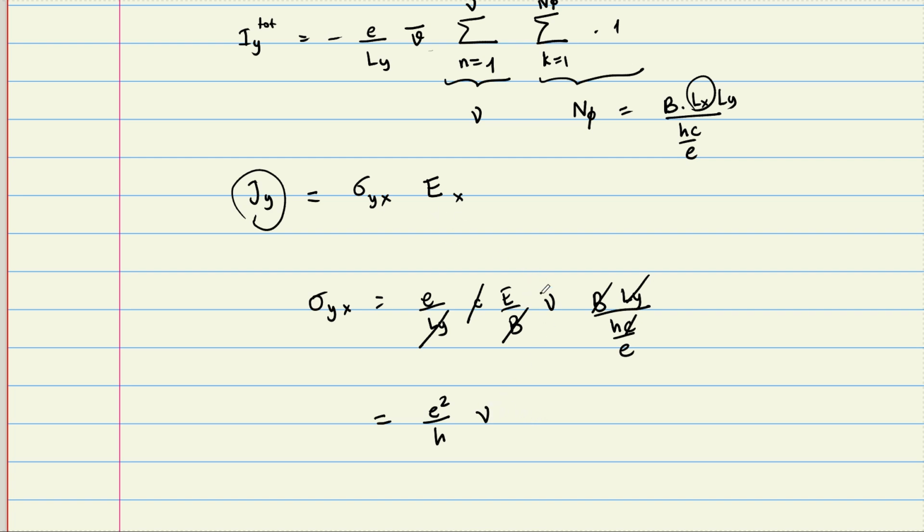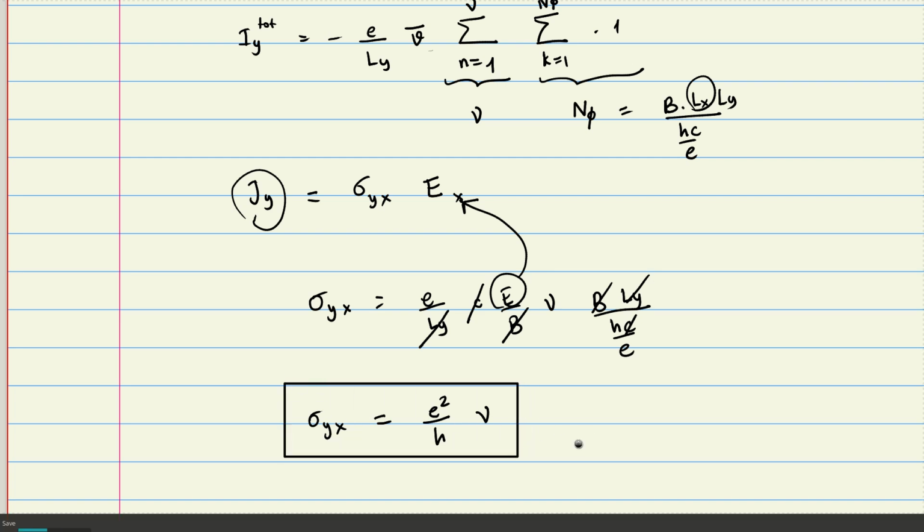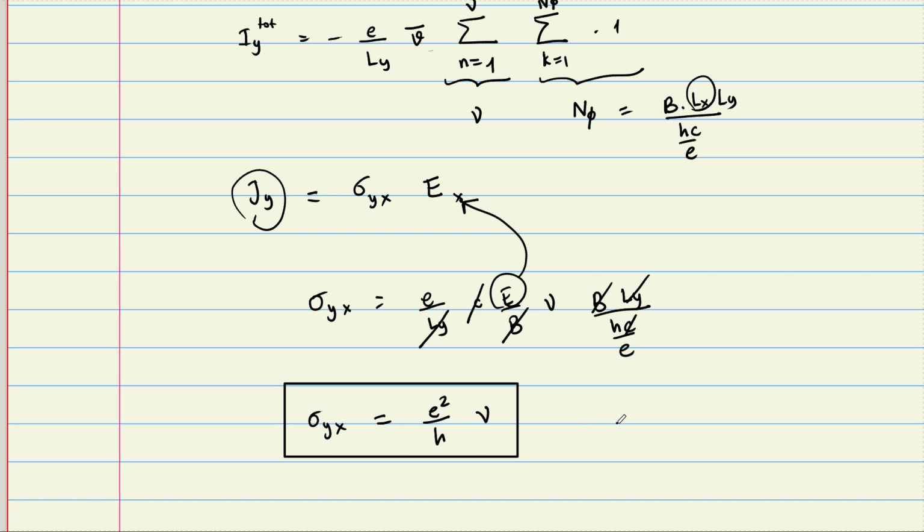nu. Oh, and e needs to be, e is here, right? I shouldn't write e twice. So this e, let me indicate it like this here. So this sigma yx is, as in quantum Hall plateaus. Good.